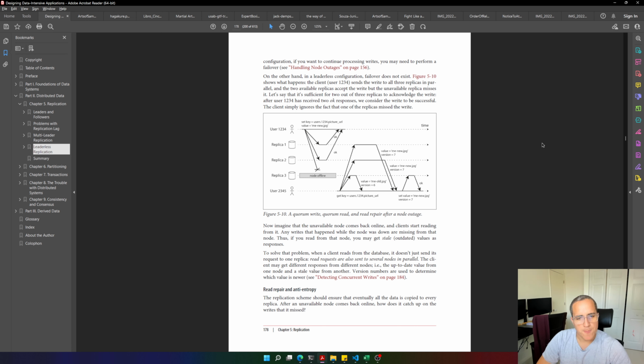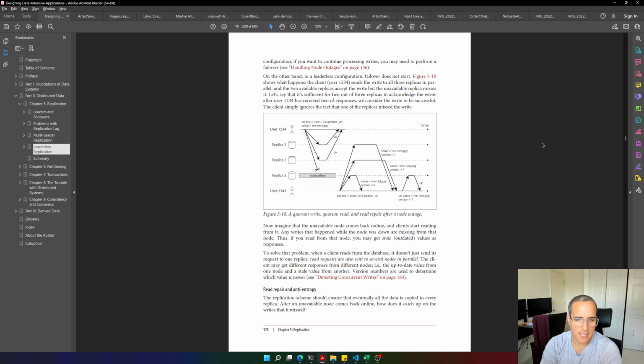To resolve the problem, when a client reads from the database, it doesn't just send its request to one replica. Read requests are also sent to several nodes in parallel. The client may get different responses from different nodes: the up-to-date value from one node and the stale value from another. Version numbers are used to determine which value is newer. See detecting concurrent writes on page 184.